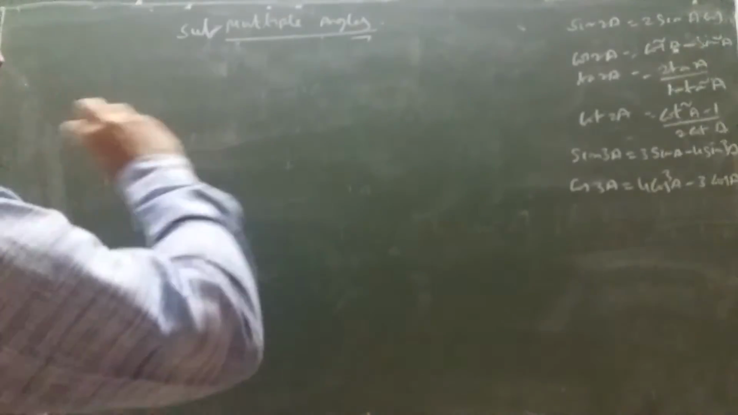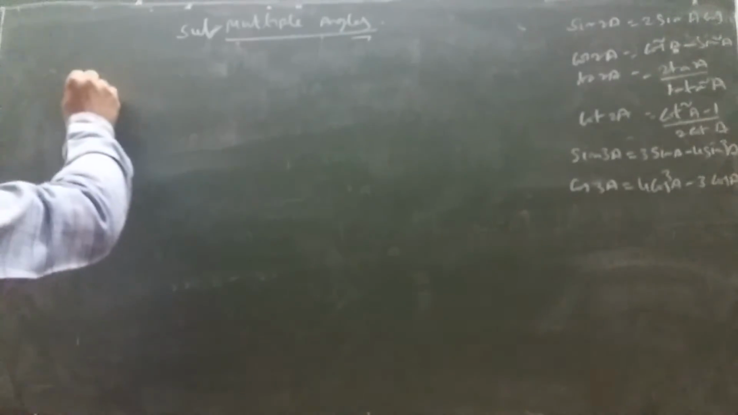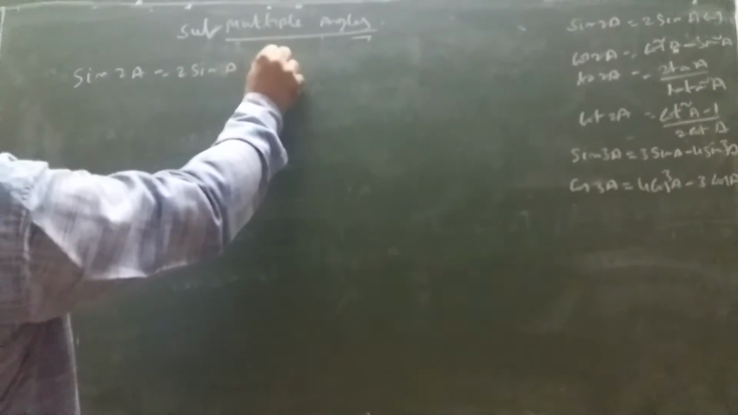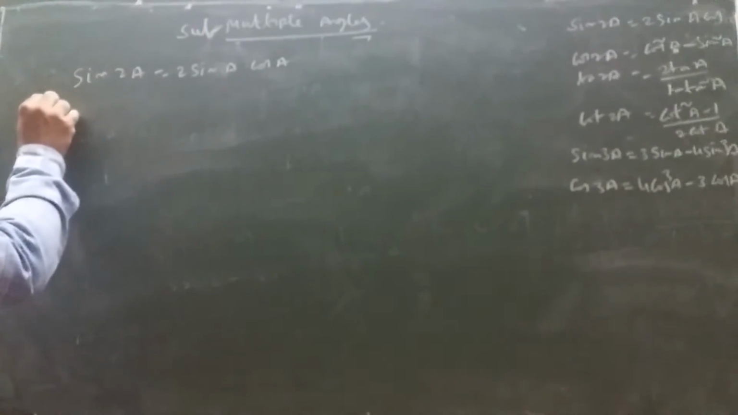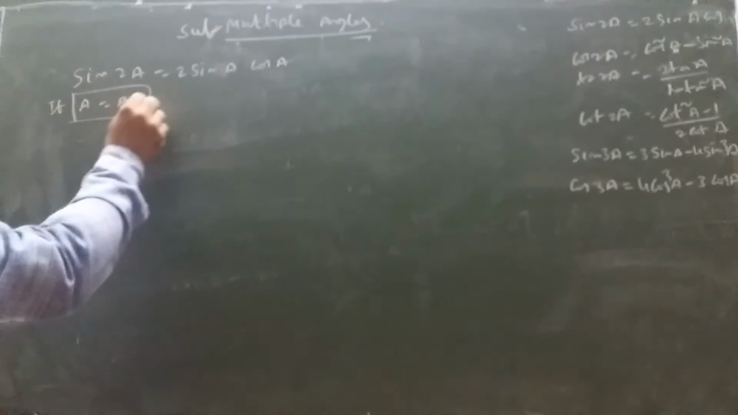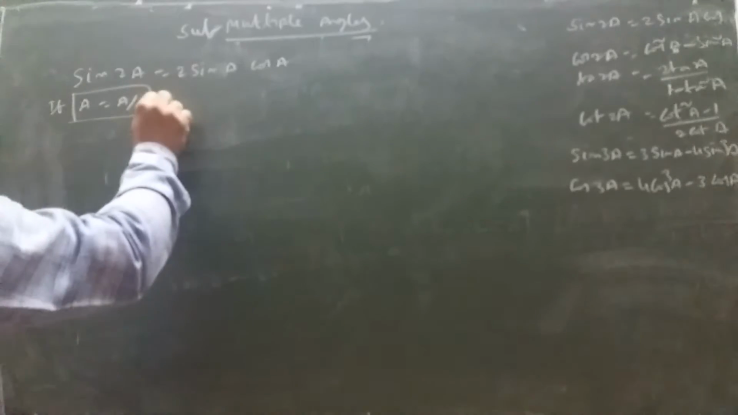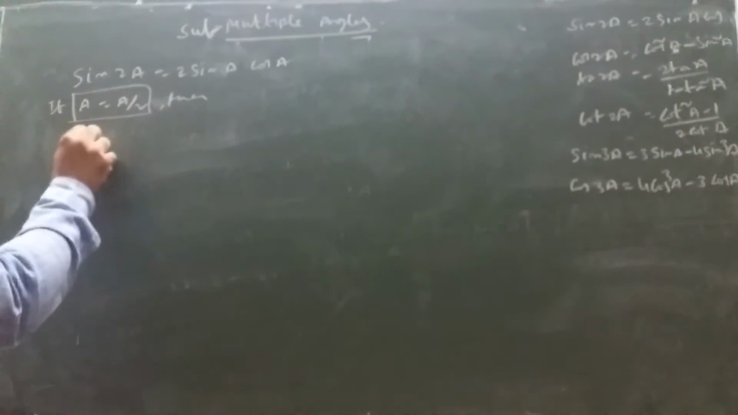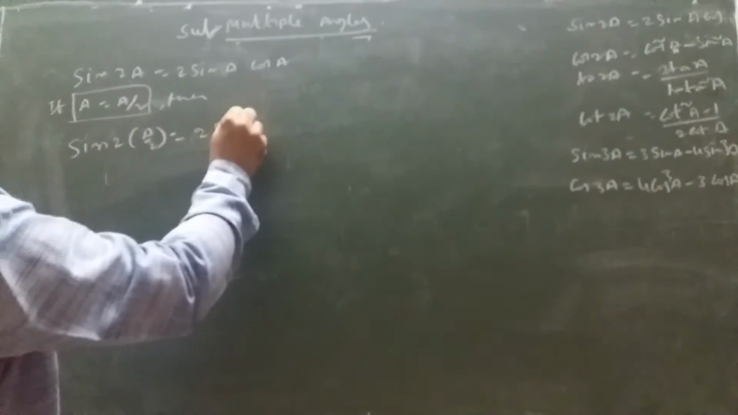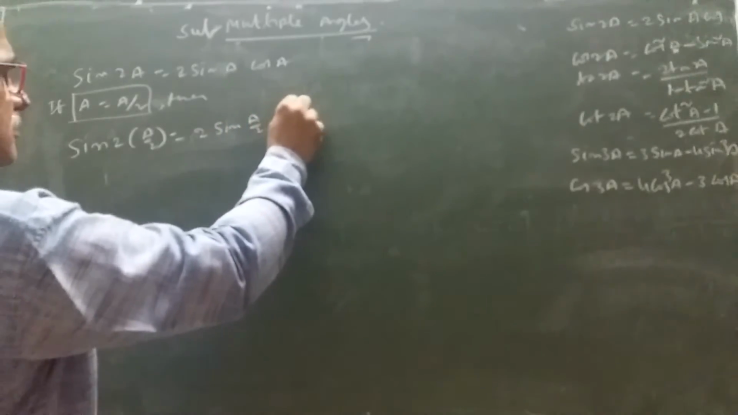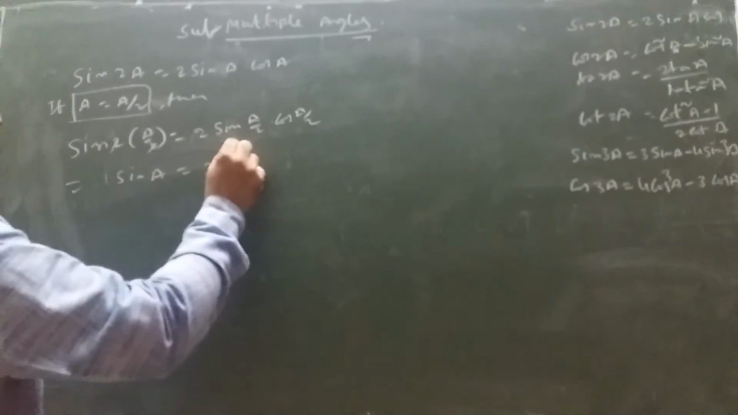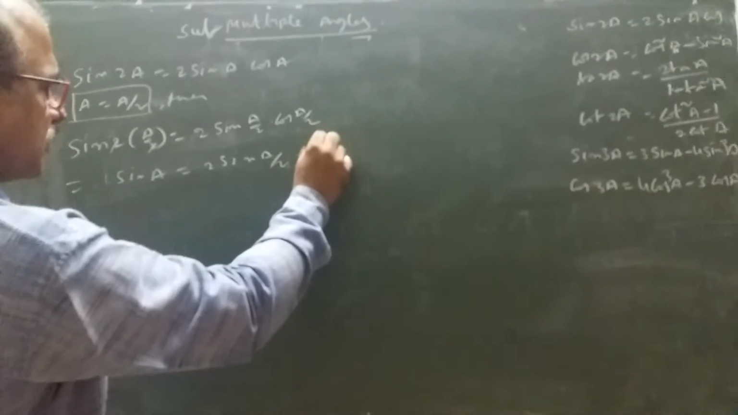By using that, we know that sin 2A is equal to 2 sin A cos A. If we take A equal to A by 2 instead, then what will happen here? We observe sin 2 into A by 2 is equal to 2 sin A by 2 cos A by 2. That implies the 2 gets cancelled. Sin A is equal to 2 sin A by 2 cos A by 2.